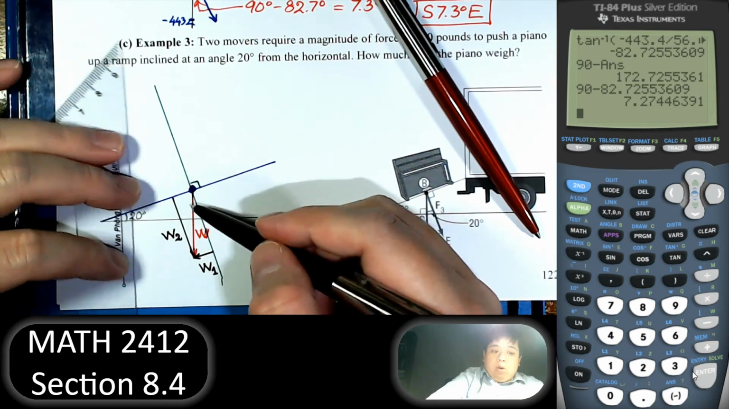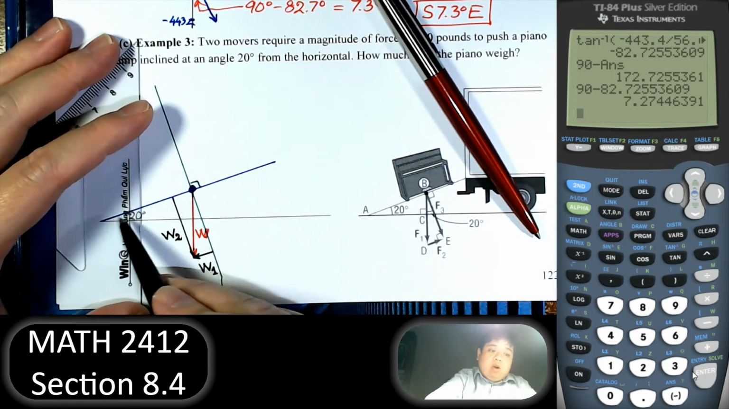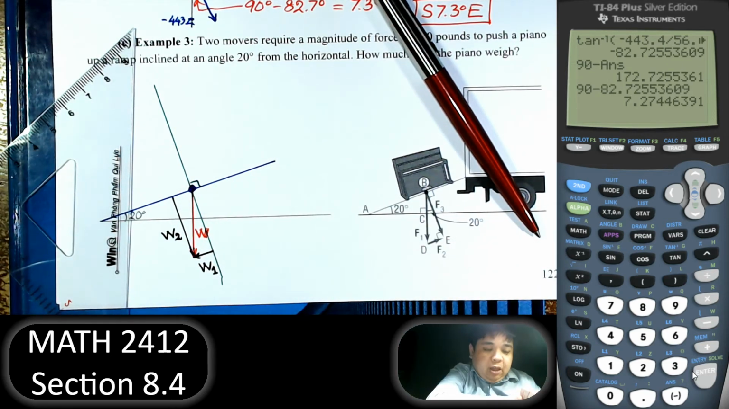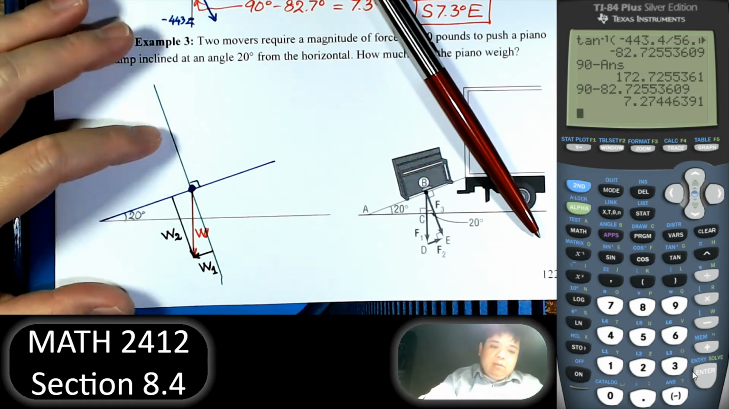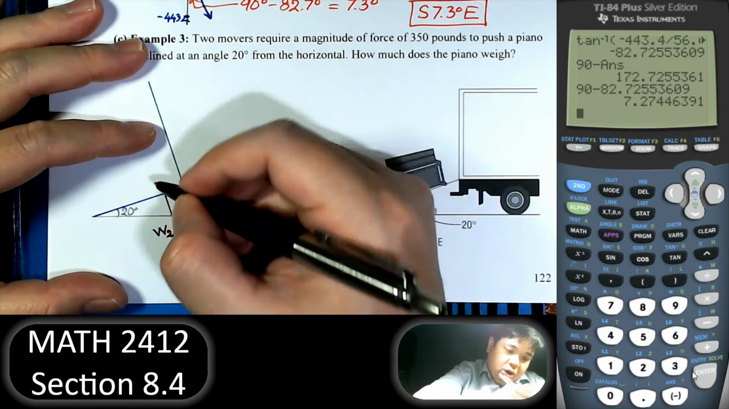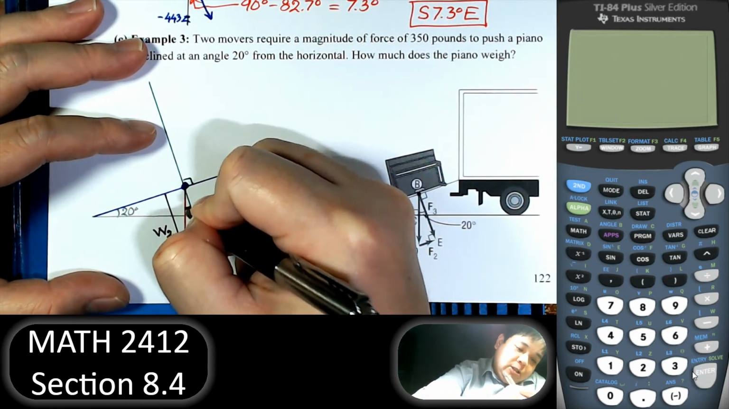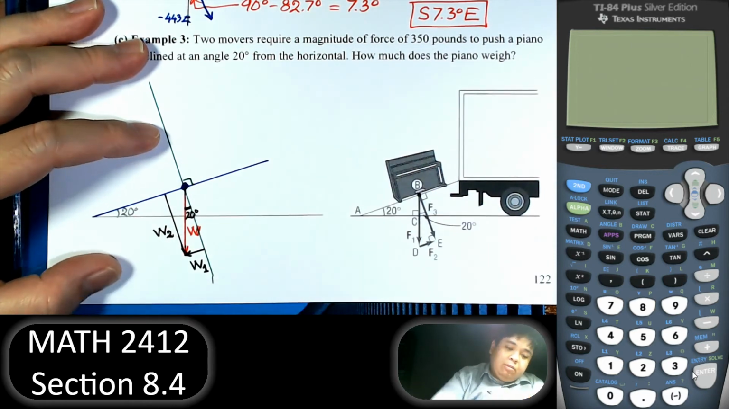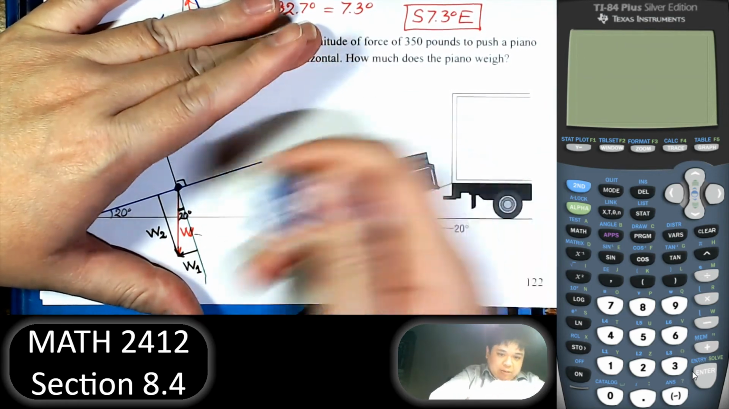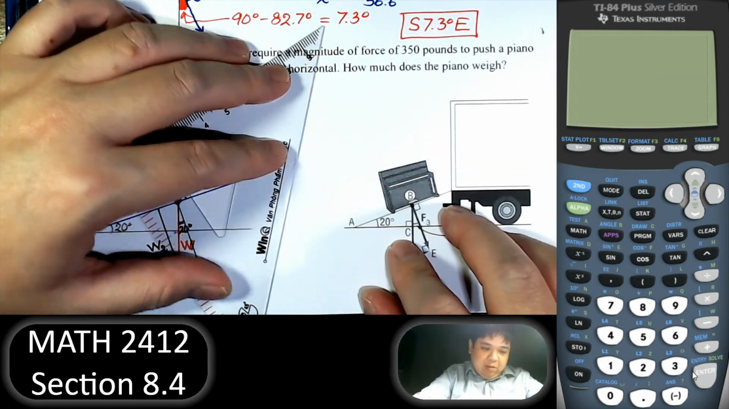Right, so we decompose the weight that is vertically going down into two components, one of which is parallel to the plane, one of which is perpendicular to the plane. Now if this is 20 degrees, this is also 20 degrees. Now just focus on that triangle.